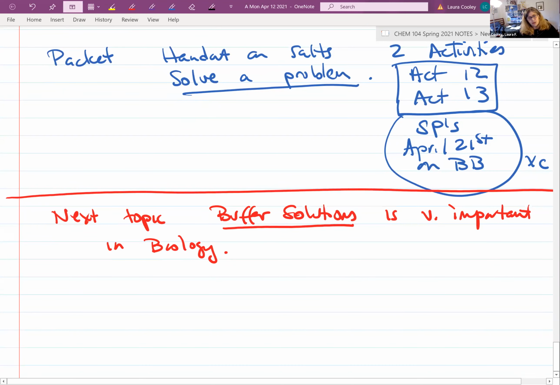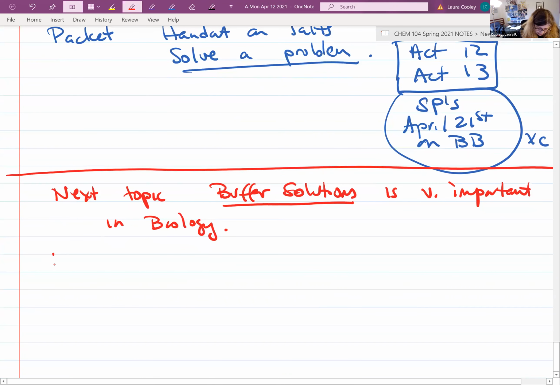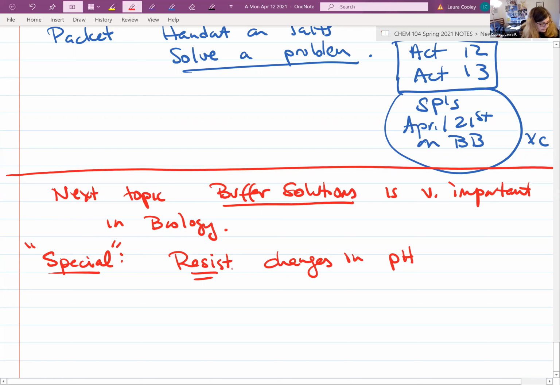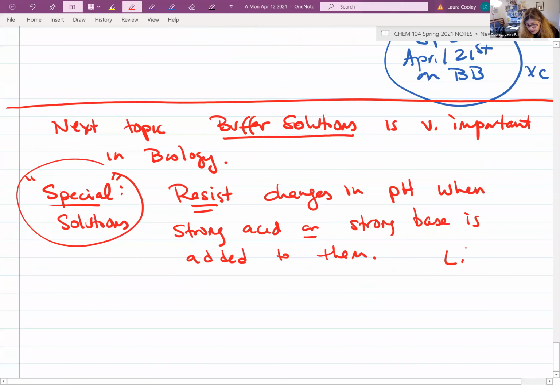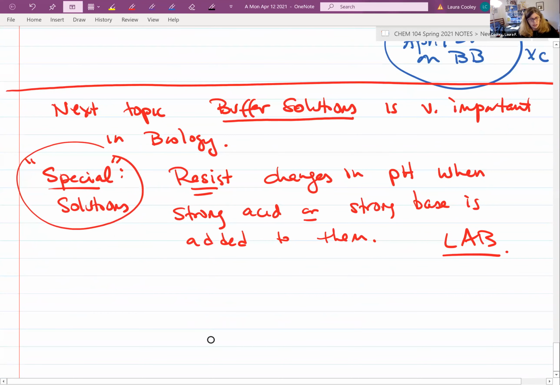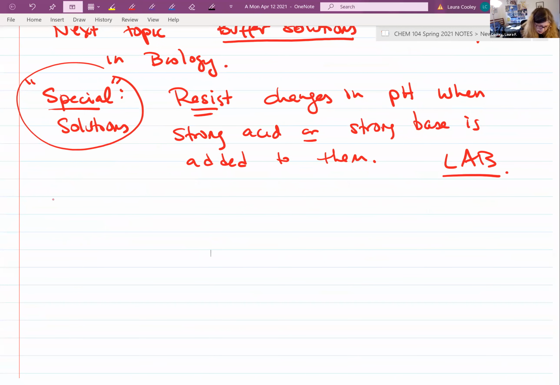And it has to do with these solutions that are special, and we refer to them as buffer solutions, and they are very special because they resist changes in pH when strong acid or strong base is added to them. Okay. And in fact, this is the topic for lab. So either tomorrow or Thursday, you'll be studying this in lab. Okay. So I'm just going to give you a bit of an example.